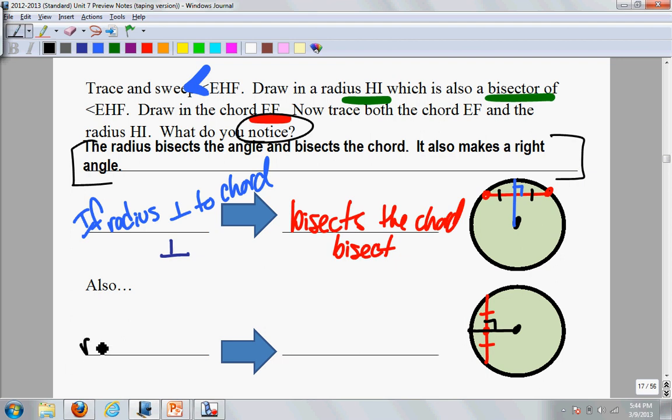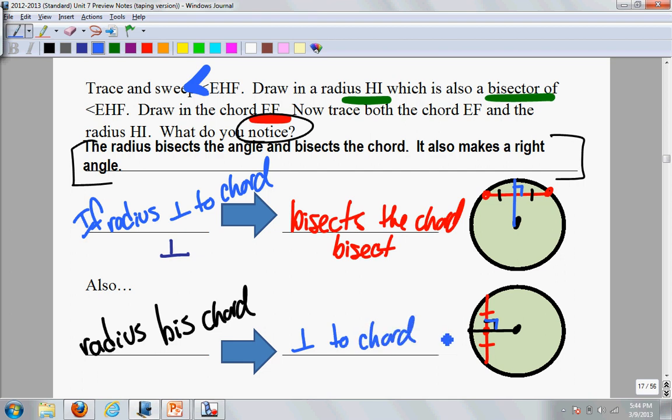If a radius bisects a chord, it's also automatically perpendicular to the chord. So the first, if perpendicular, then bisects, is true. The second is also true. If bisect, then perpendicular. If the radius bisects the chord, it's also perpendicular to the chord. This is the most essential concept of this particular lesson.